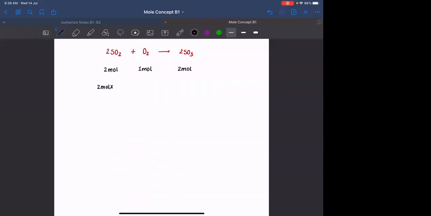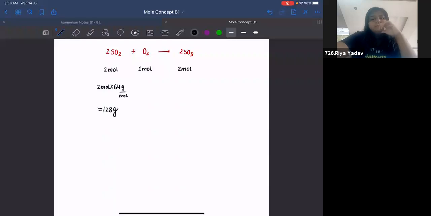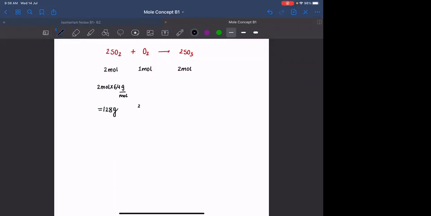2 mole into 64 gram per mole, which is equal to 128 grams. So 128 grams SO2 is combining with 32 grams of O2 to form 160 grams. This is 2 mole into 80 gram per mole, which is equal to 160 grams.